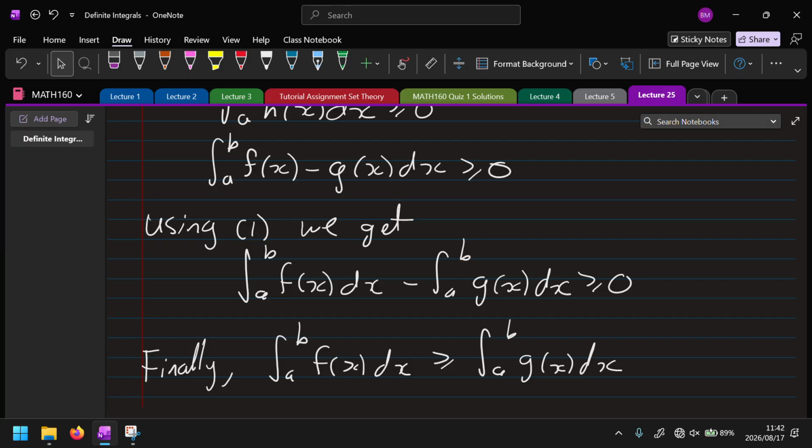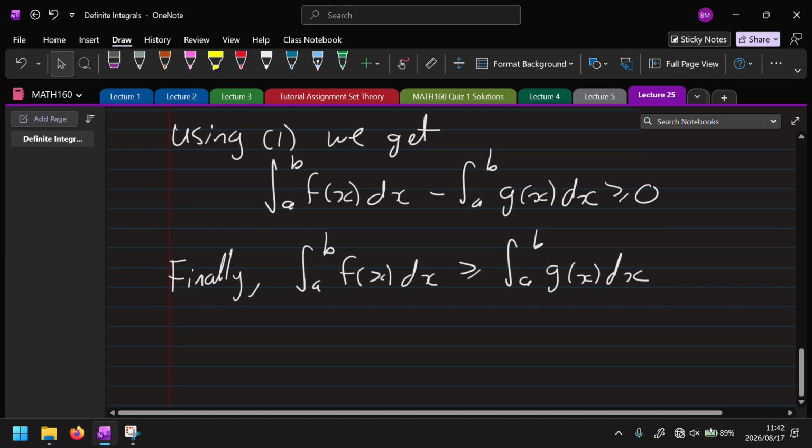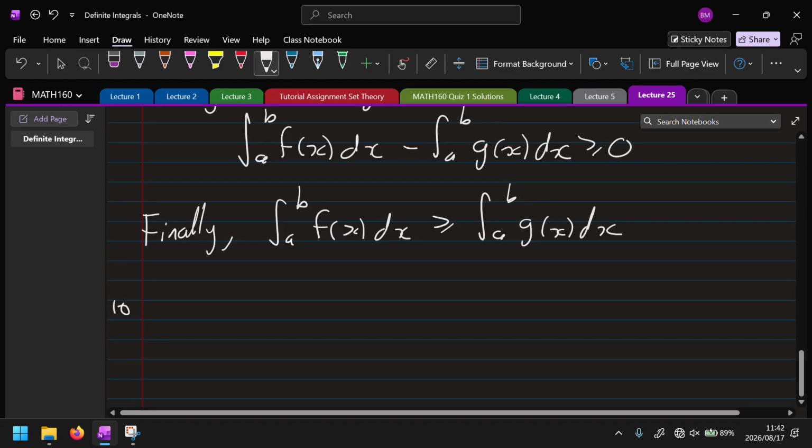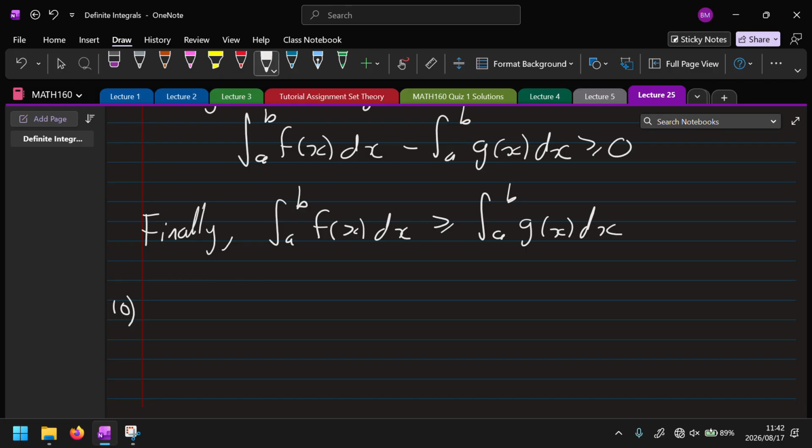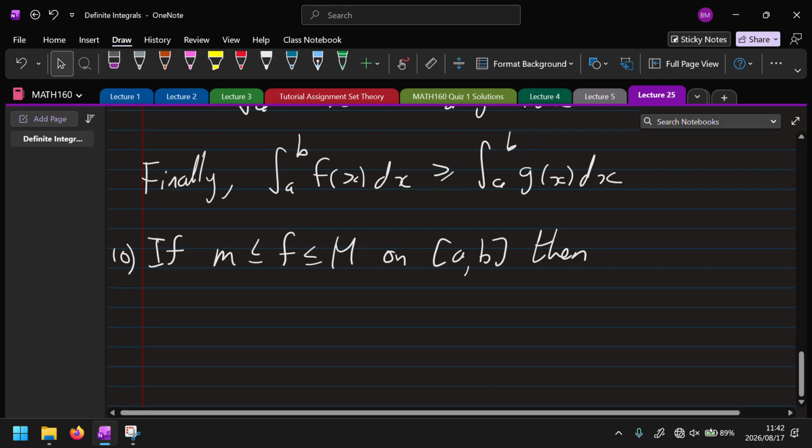You're all good. Okay, and we're going to do a similar thing for number 10. Instead of going right back to the beginning with the limit definition, we're going to use several properties we had before. Okay, so what was number 10? If little m is less than or equal to f less than or equal to capital M, so we have a bounded function on a, b, then we had the following inequality.